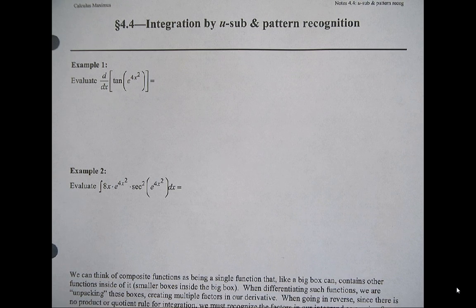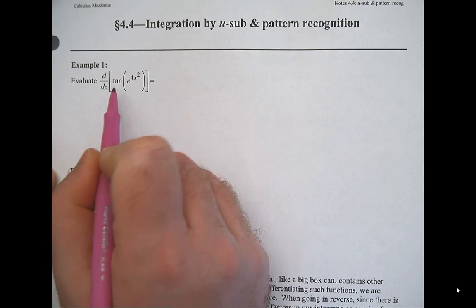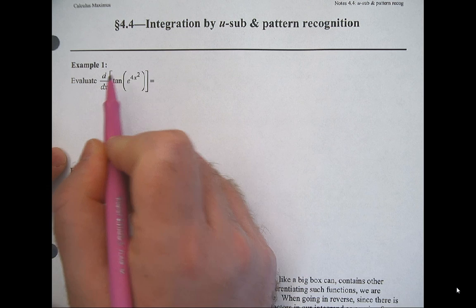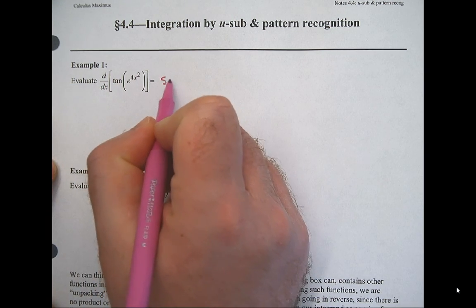So anyway, let's start by doing some review. I'd like you to pause and take the derivative of this function. All right, let's see how you did. Hopefully you noticed that this is a chain rule. So who's our outside function? It's tangent. The outside function is tangent of something, so the derivative of tangent of something is secant squared of something.